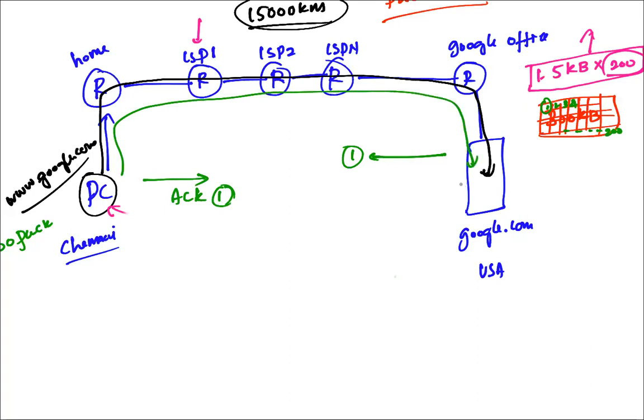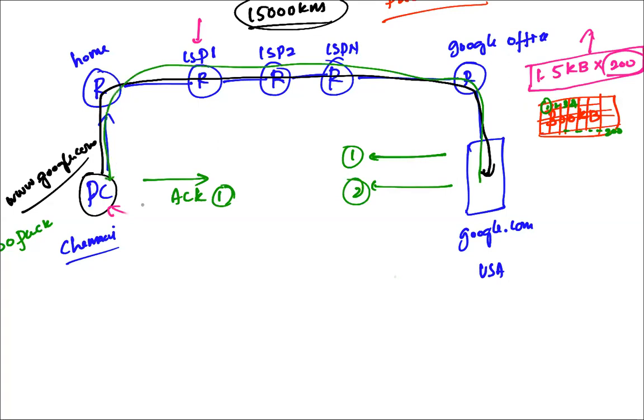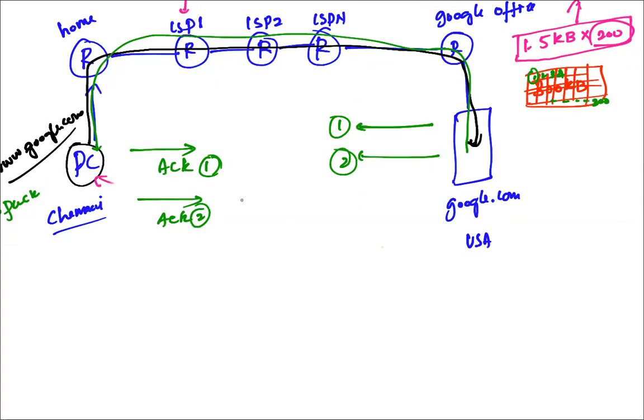The packet is traveling from the Google server to the PC, and the acknowledgement is traveling from the PC to the Google server. Once the server gets an acknowledgement, the server is happy. Whatever I sent, you received it. Now let me send packet number 2. Packet 2 travels all the way to the PC, and the PC sends an acknowledgement for packet number 2. They keep doing it, and the server is happy.